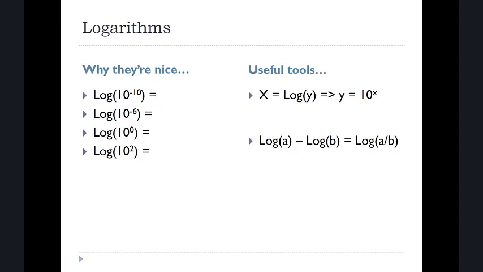Well, if I have the log of 10 to the minus 10, that answer is minus 10. And if I have the log of 10 to the minus 6, that answer is minus 6. The log of 10 to the 0 is 0. The log of 10 to the 2 is 2. So you can see I've taken some range that goes from 10 to the minus 10 to 10 squared and reduced it down to a range from minus 10 to 2. It's much easier to work with now.